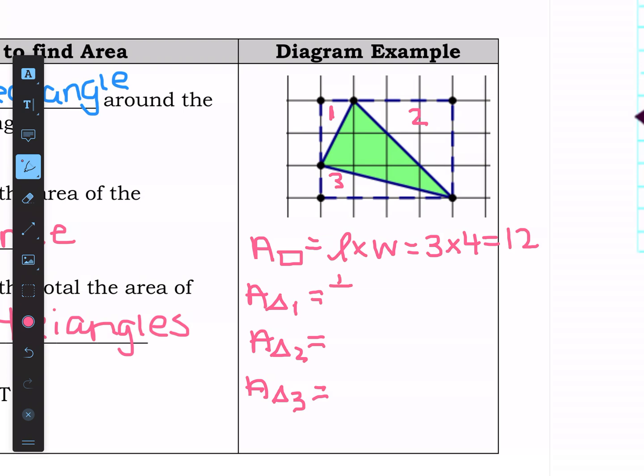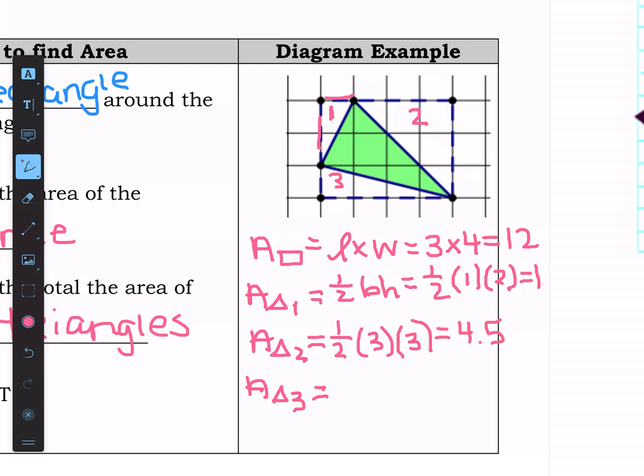Okay, so the formula for area of a triangle is 1/2 base times height. For the first one, our base is 1 and our height is 2. It actually doesn't matter which one you call the base or which one you call the height. So 1/2 times 1 times 2 is just going to be 1. For triangle 2, our base and our height are both 3. So 1/2 times 3 times 3 is 4.5.